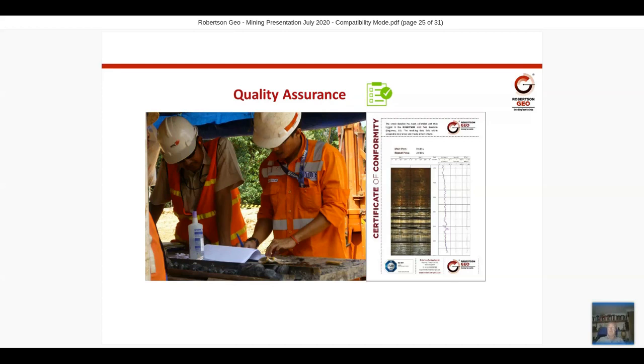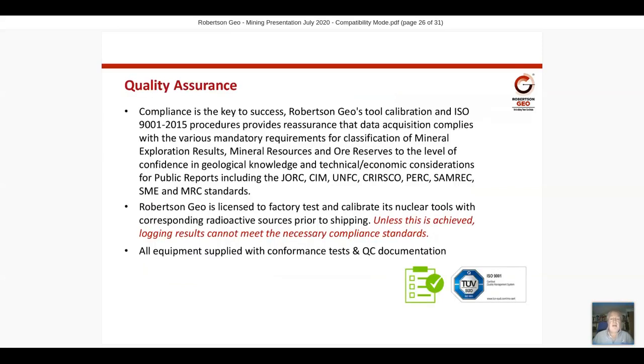So having calibrated tools is critical in assessing borehole assets, the degree of mineralization, the actual location of the ore body, the depth of the ore body. And this is critical information for ore reserve publication with the international standards that are quoted there.